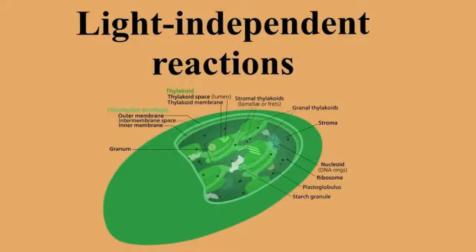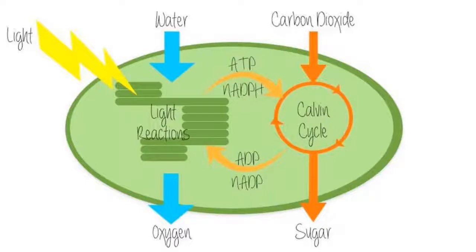I will be talking about light-independent reaction, also known as the dark reaction or Calvin cycle. Before me, Madison talked about light-dependent reaction, and the products were ATP and NADPH. The light-independent reaction takes place in the stroma and makes glucose.